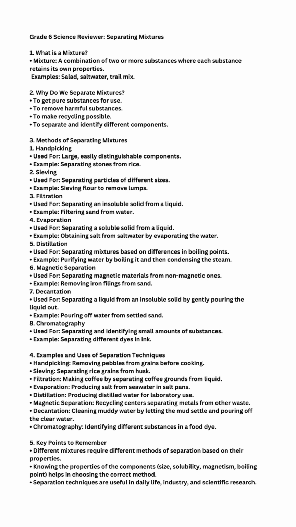5. Distillation, used for separating mixtures based on differences in boiling points. Example: purifying water by boiling it and then condensing the steam. 6. Magnetic separation, used for separating magnetic materials from non-magnetic ones. Example: removing iron filings from sand.